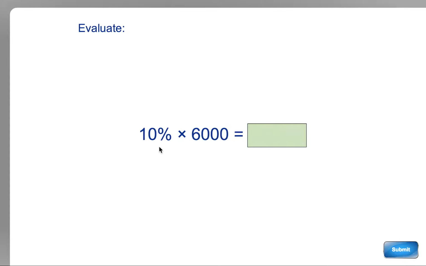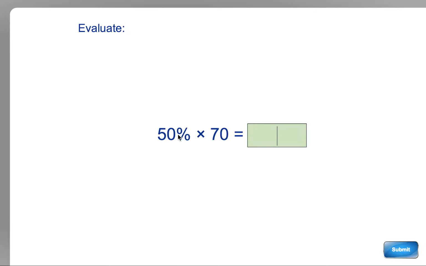Now we've got 10% of 6,000. Again, whenever you've got 10%, you divide by 10. So 6,000 divide by 10. If you've forgotten how to divide by 10, it's all about moving the decimal point one place to the left. So 6,000 divided by 10, the decimal point moves along to here, and it becomes 600.0. Okay, so just divide by 10 to get 10%.